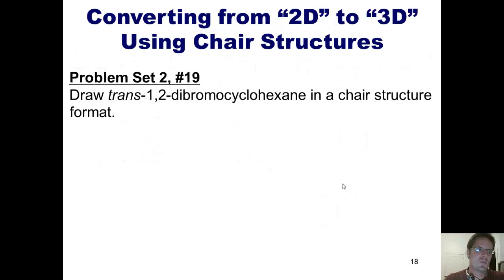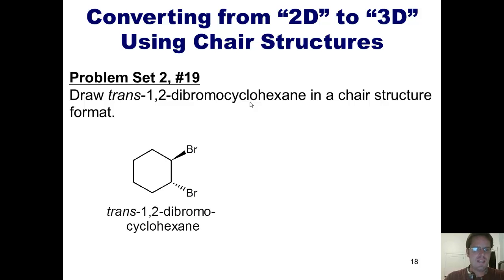So this brings us to a question from our problem set. Draw trans 1,2-dibromocyclohexane in a chair structure format. To do this problem, we have to understand how to convert our two-dimensional flat structure, which is shown here, into our semi-3D chair structure. And how do we do that?